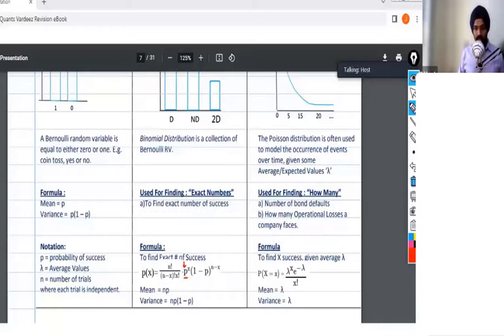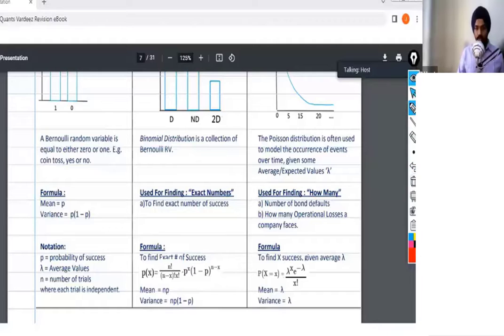We'll take one little example demonstrating this. What about the mean? If you have a binomial distribution and the question says find the mean, the mean is n multiplied by the probability of success, p. Because as I said, binomial is a collection of Bernoulli, so the mean and the variance are pretty much the same. We are repeating n times, that's why we have this n over here. So that's the mean and variance of the Bernoulli and the binomial distribution.